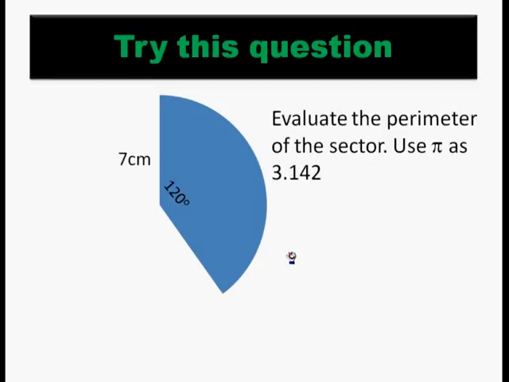Now, of course, welcome to another CDP Maths Lab Teaching and Learning Center. Try this question. It states, evaluate the perimeter of the sector, which is this sector here. Use pi as 3.142. So of course, you know the drill. Pause the video and try this question. Answer.